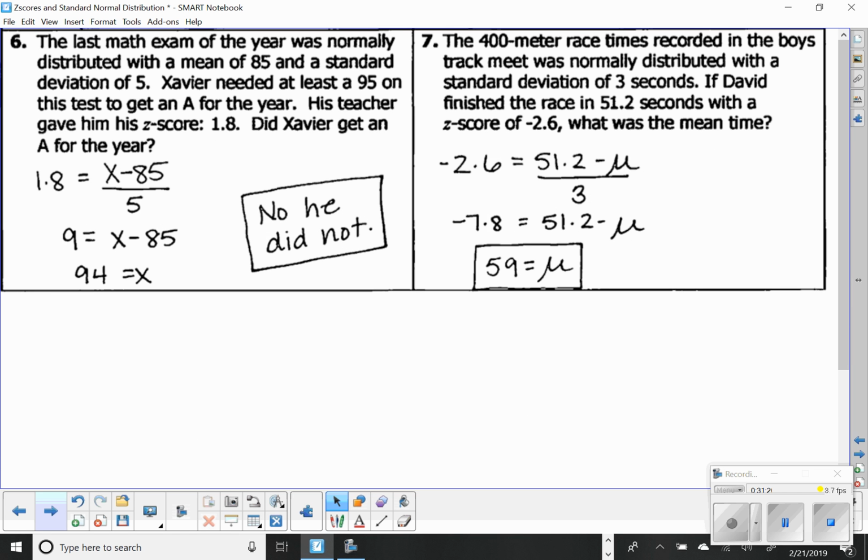Number 6, you need to find the data item, and number 7, you were looking for the mean. You also needed to find out, did Xavier get an A for the year? And it turns out that no, he did not. He got a 94, so he didn't get that A. He was close.